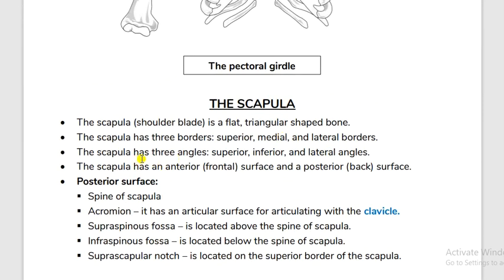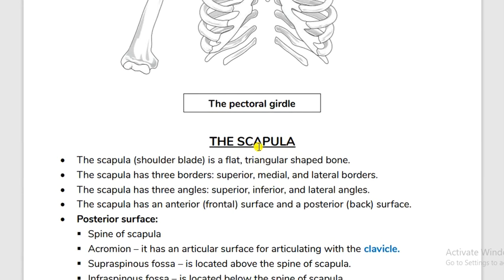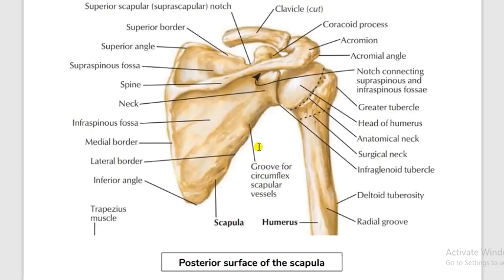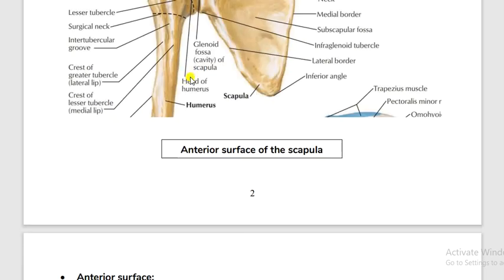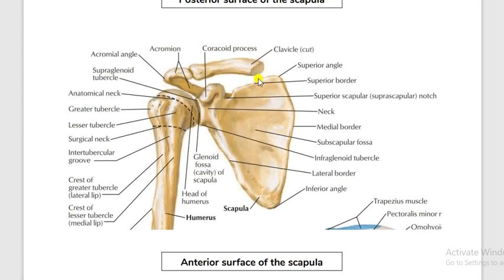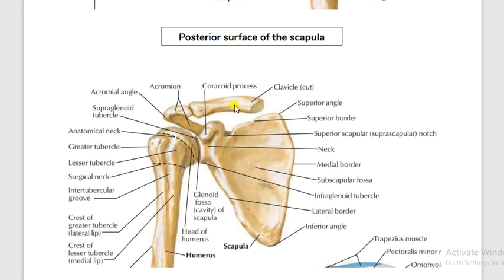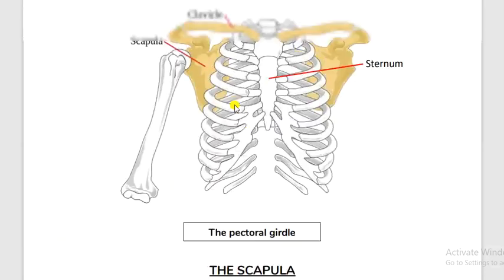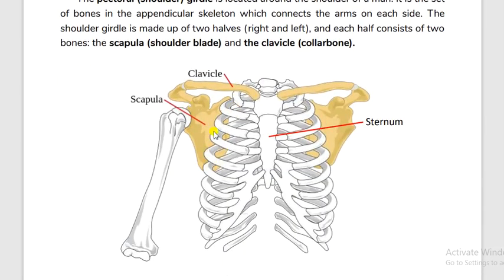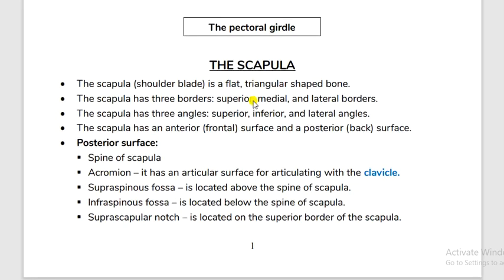So the scapula has an anterior, that's the frontal surface, and a posterior, that is the back surface. Anterior means frontal, posterior means back. So this is the posterior surface of the scapula, and this is the anterior surface of the scapula here. Over here in the diagram, we can see the anterior surface, which faces forward, and the posterior surface is the one that is at the back.